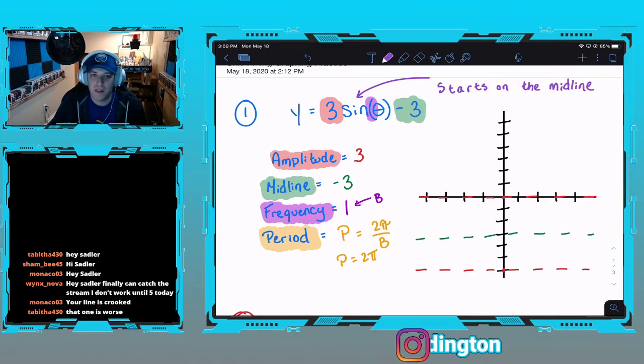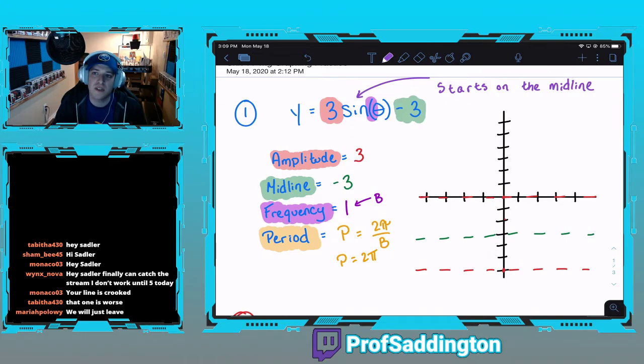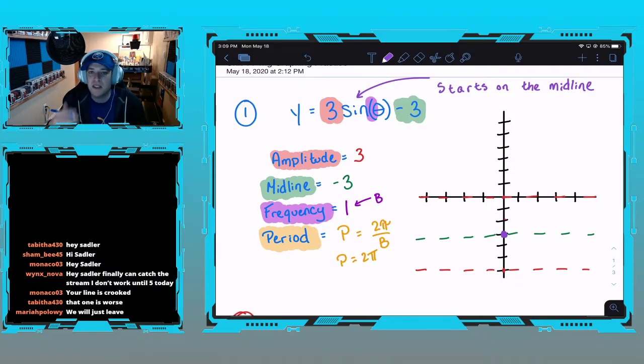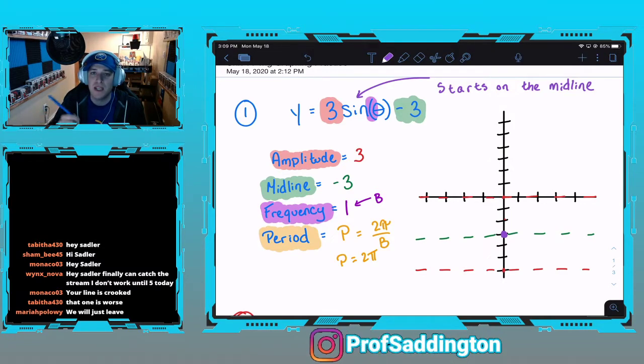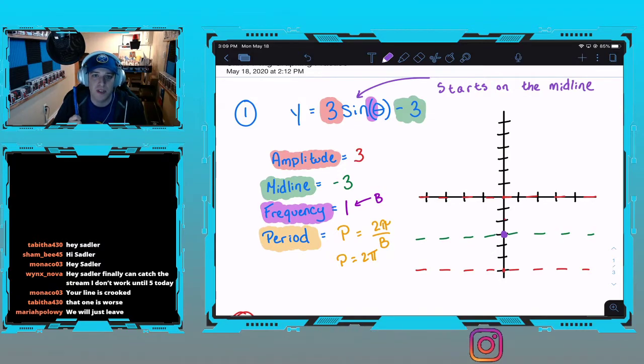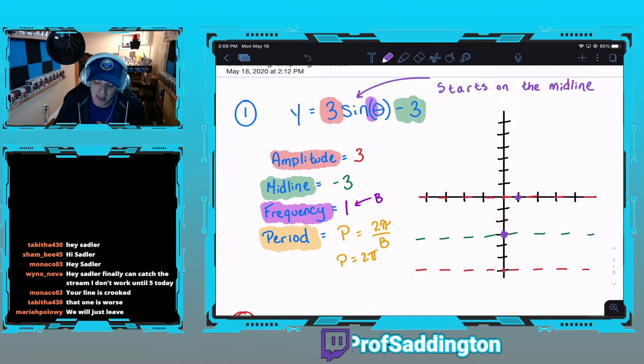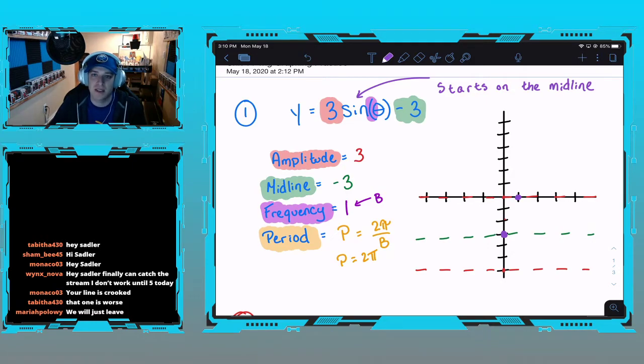So when I go to graph this, this part is always going to be very similar as long as you understand sine and you understand cosine. So sine starts on the midline. So I'm going to come down to the green midline and I'm going to put in my purple dot. Because the sine is positive, it means it has to go up first. So I'm going to go to the next tally. We don't know what this tally is yet, but we know that it's going to hit right at that red line and tally on the x-axis.